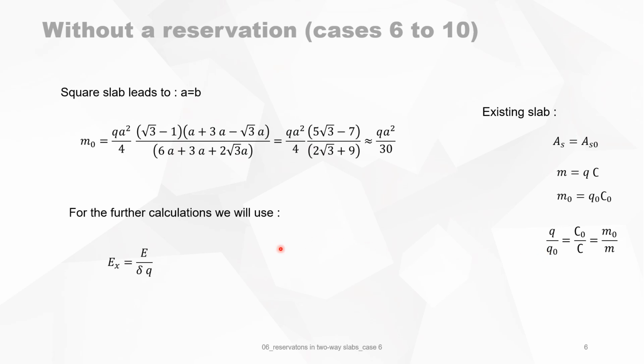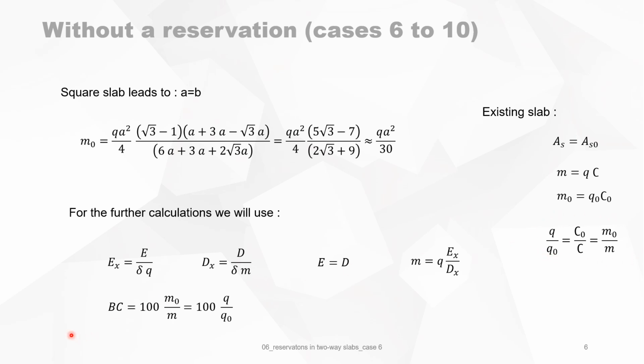So for the further calculations, instead of E, we use EX because we divide E by delta Q. It's just an easier way to work. And for D, we use dx, which is D divided by delta M. And when E equals D, then we will see that M is just equal to the uniform distributed load times EX over dx. So we'll use this formula.